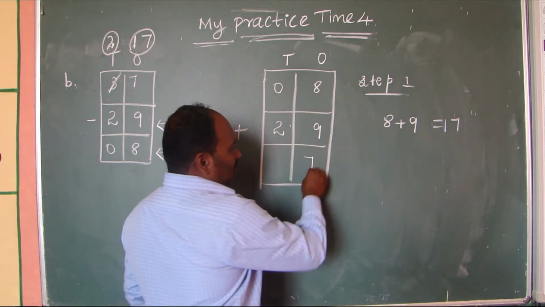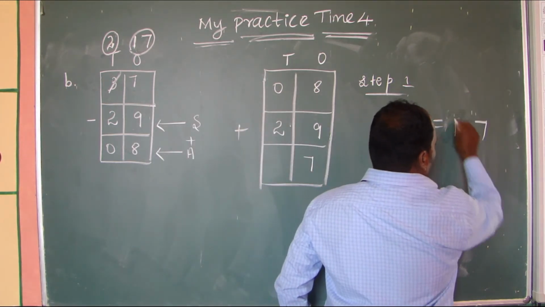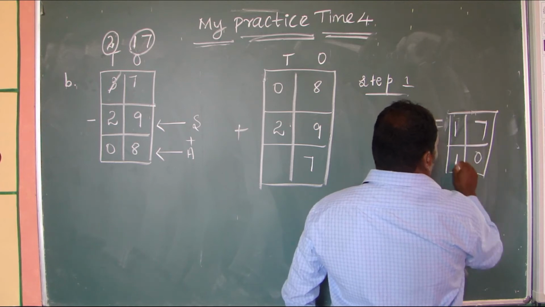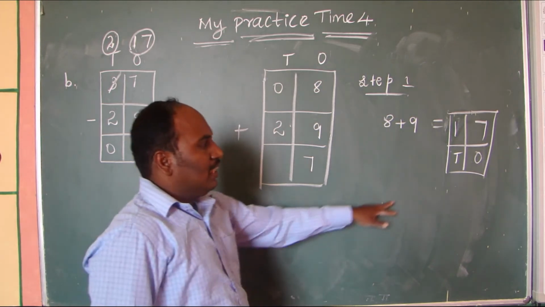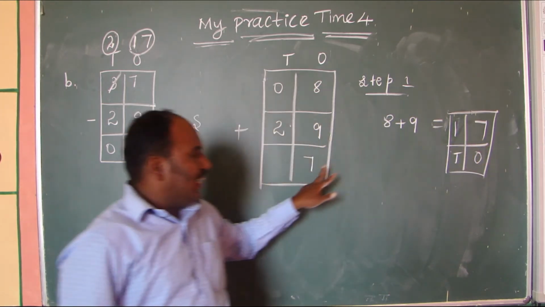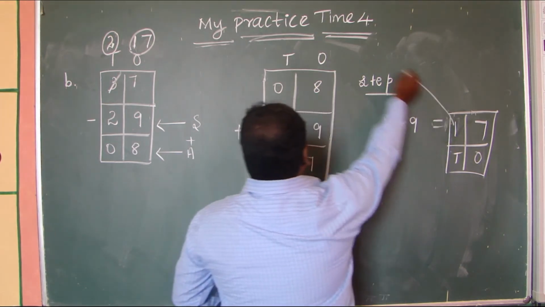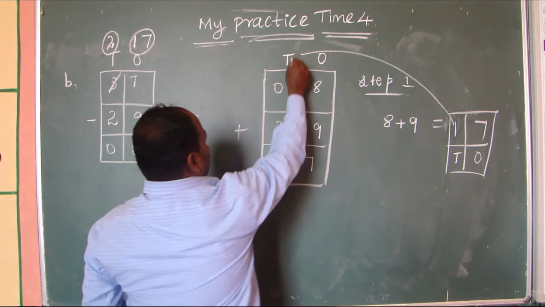The number 7 is written in the ones place, because here 7 stays and 10 is carried. The number 7 is written in the ones place. Next, the number 1 is carried over to the tens place.